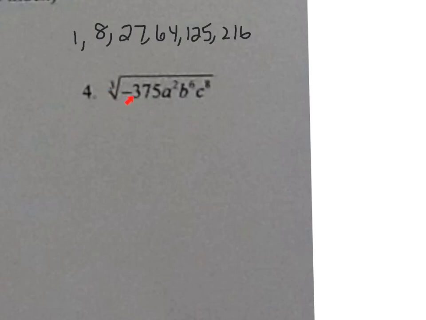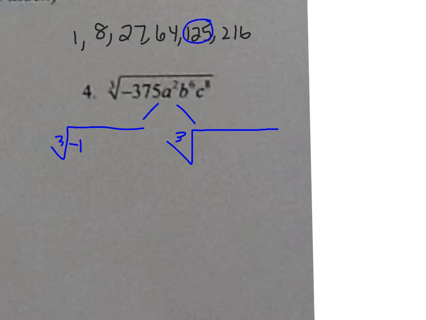And notice I have a negative 375, so I'm going to put the negative underneath my perfect cube radical. A to the second, b to the sixth, c to the eighth. Okay, so let's start this off. Cube root. Since I have a negative under the radical, I'm going to put the negative with my perfect cube. So what perfect cube goes into 375? That's 125. 125 times 3 is 375.